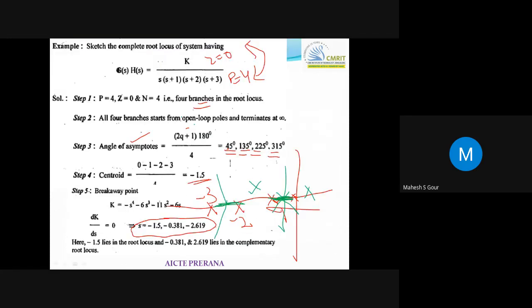Correct. Okay, so there are totally 2 breakaway points, right? One is at this point and another one is at this point. But here you got 3 breakaway points. Okay, everyone got till here? Or do you need 2 minutes to solve this? Done, sir. Done?